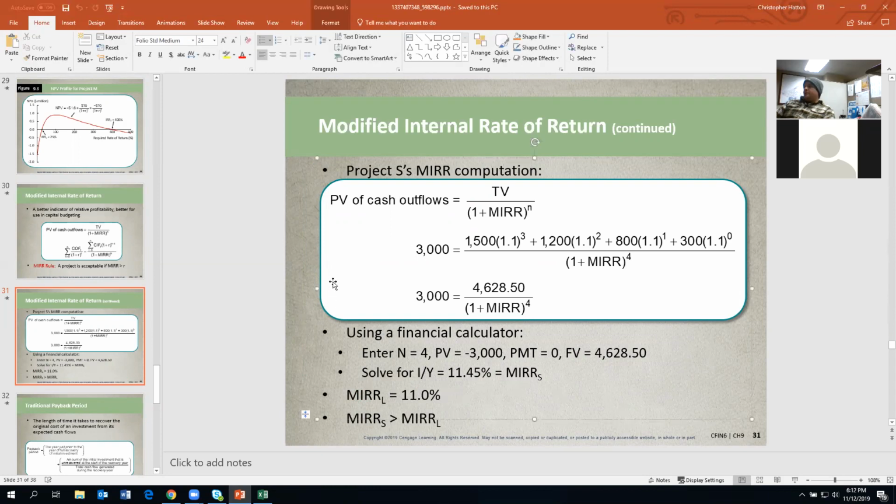So we have the modified internal rate of return of L is 11%, and S is 11.5%. So 11.5 rounded up is greater than 11, and we choose the project that has the highest one if they're mutually exclusive.